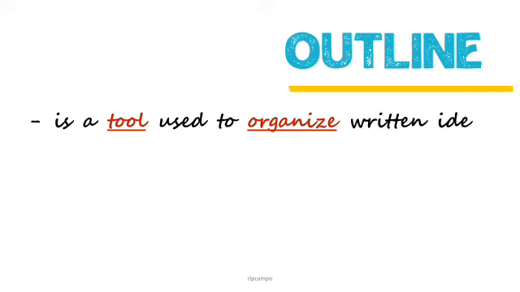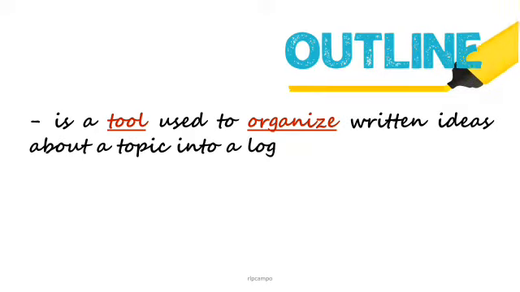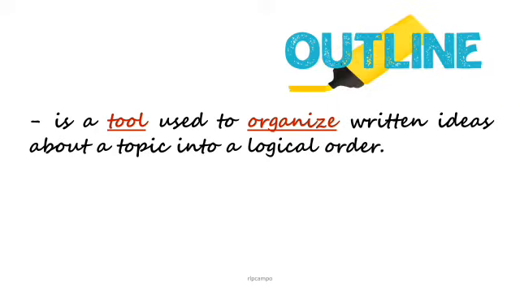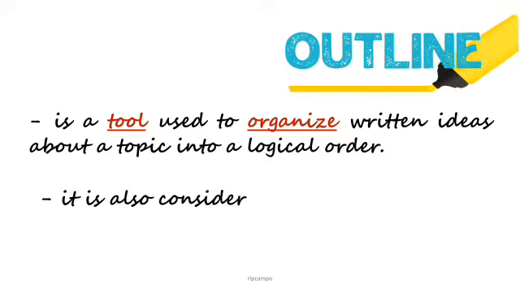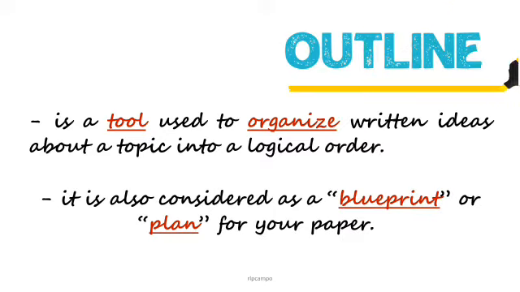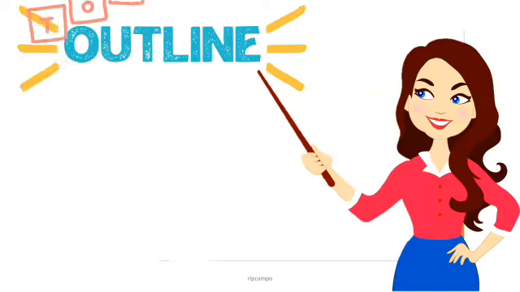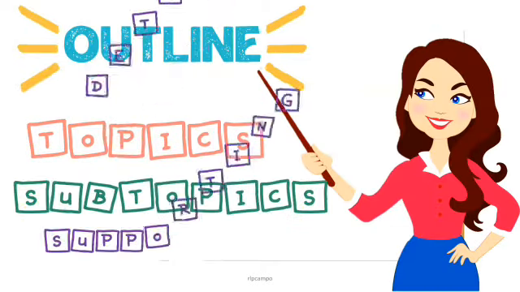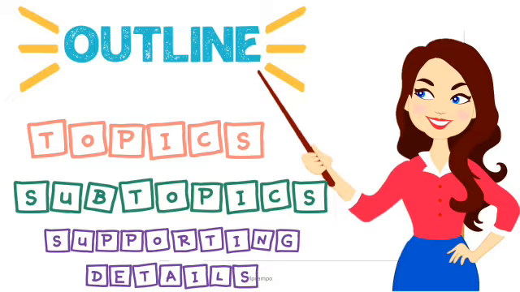An outline is a tool used to organize written ideas about a topic into logical order. It is also considered a blueprint or plan for your paper. Outlines arrange major topics, subtopics, and supporting details.